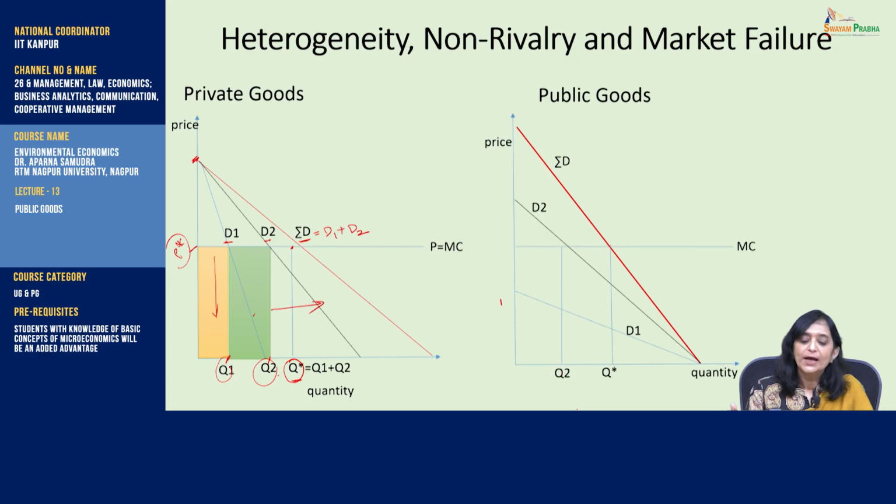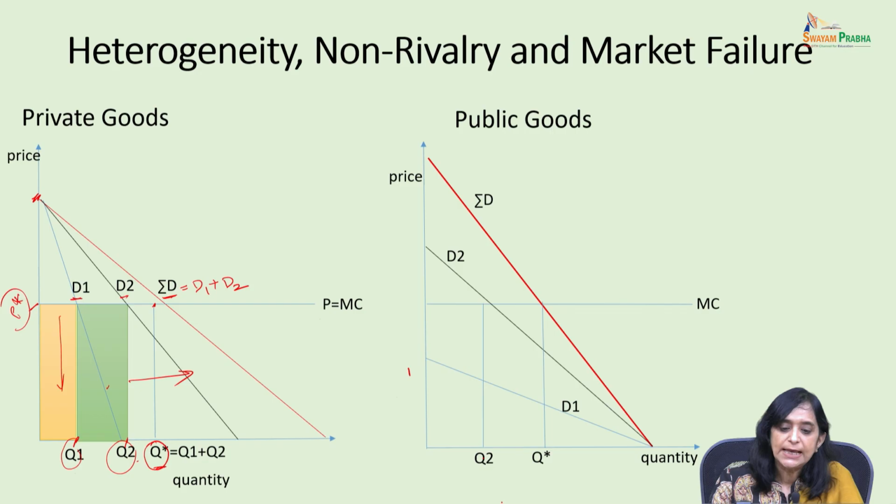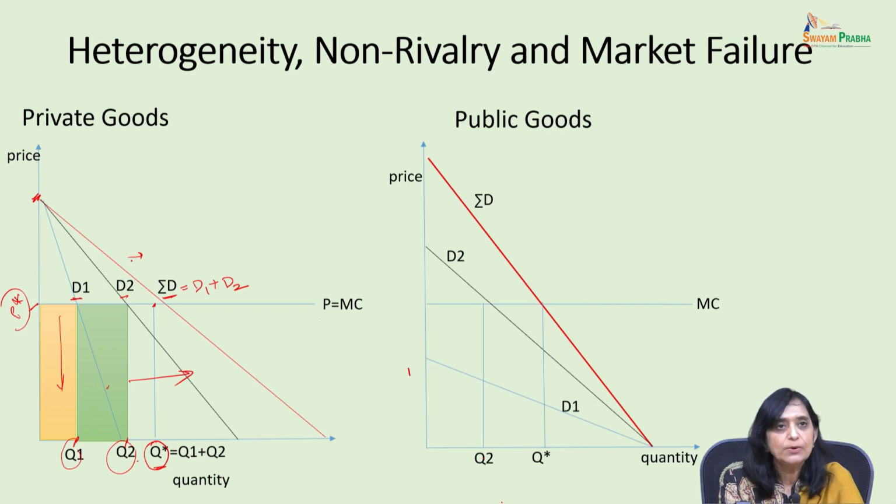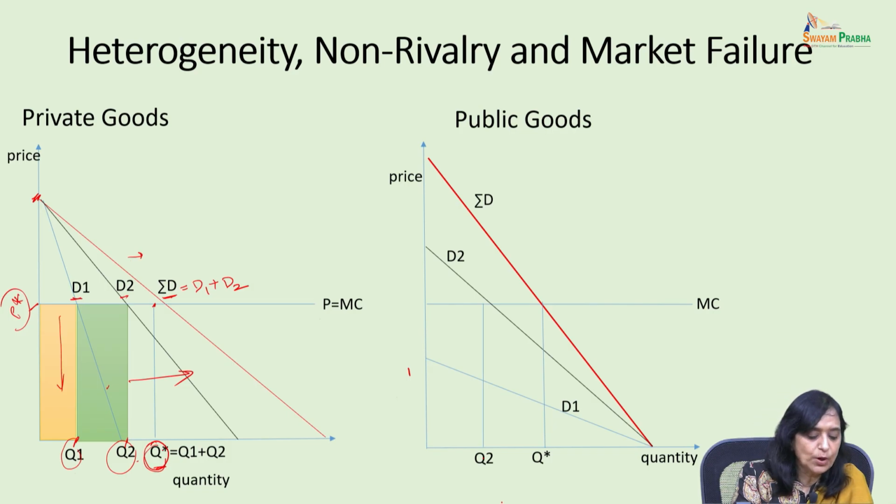So now let us understand what public goods are and how non-rivalry in consumption leads to market failure. As we have seen in the previous case, for a private good we horizontally summated the demand curves to understand, for this quantity Q star, how much price you are willing to pay, or for this particular price P star, what quantity person 1 and person 2 are demanding.